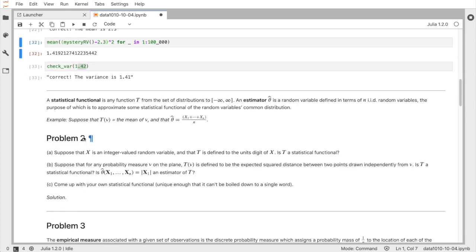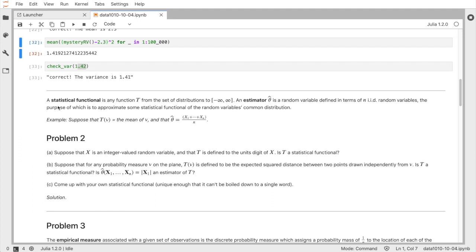So let's formalize this idea a bit. The mean of a distribution is a function that takes a distribution as input and then returns a single number, the mean of the distribution, as output. The variance is also a function that takes a distribution as input and returns a number as output. Sometimes we write mean of a random variable or variance of a random variable, and that just means the mean or variance of that random variable's distribution.